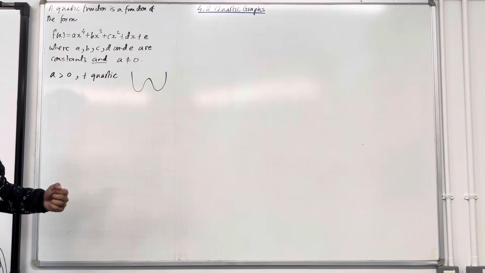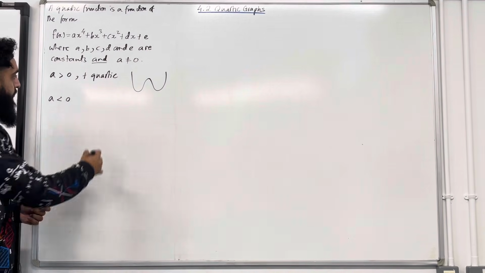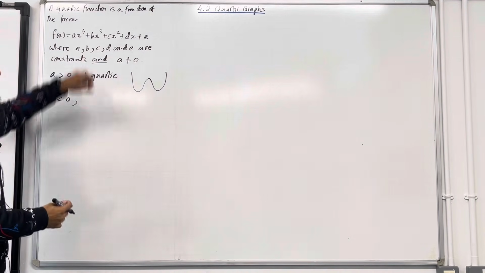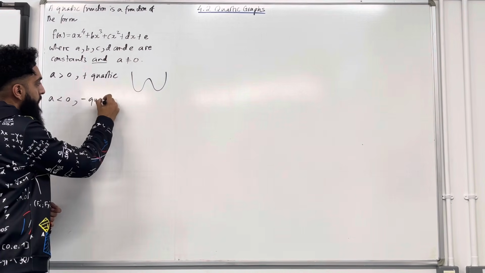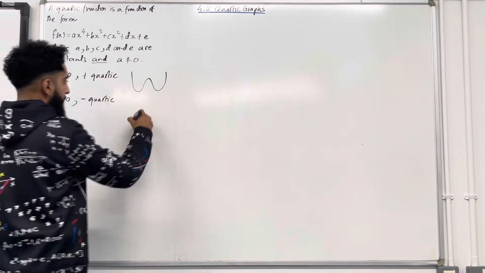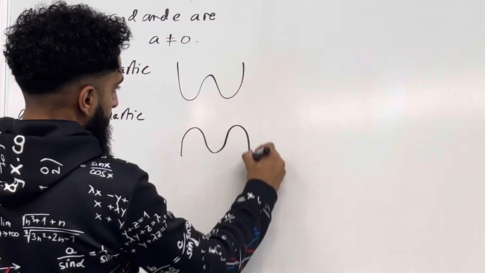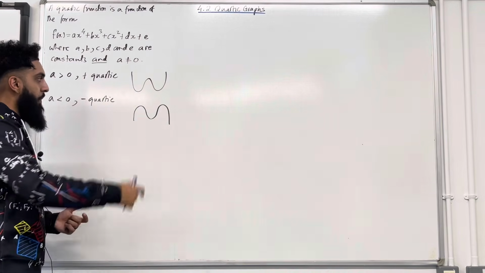Right, scenario number 2, a is less than 0, a is negative. The coefficient of x to the power 4 is negative. In this case, we have a negative quartic. Now, a negative quartic takes an M shape. Okay, an M shape, or you could say upside down W.